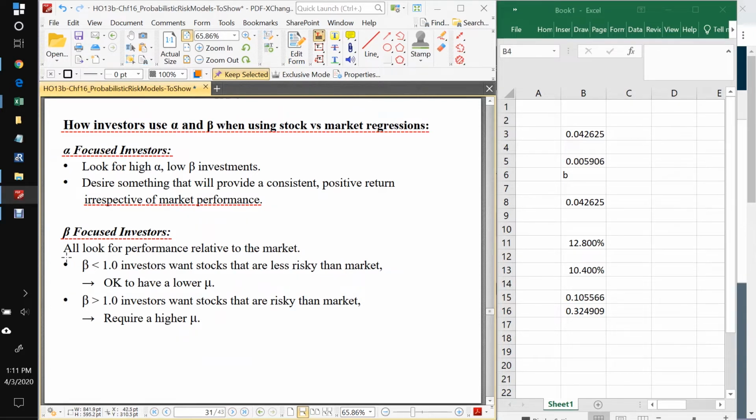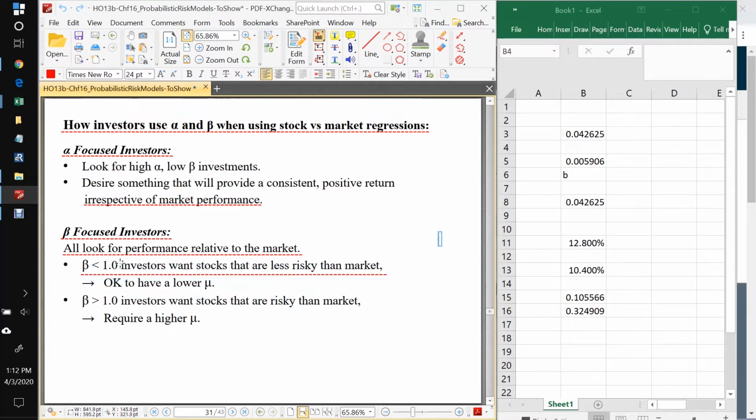Beta-focused investors, by contrast, here's the key phrase here, they're all looking for performance relative to the market. So these are going to be mutual fund managers whose benchmark, quote unquote, is the S&P 500. The benchmark is what they measure themselves against. That's the market. So they care about how they're doing relative to their benchmark. They care about how they're doing relative to the market. So within beta-focused investors, there are two main classes.